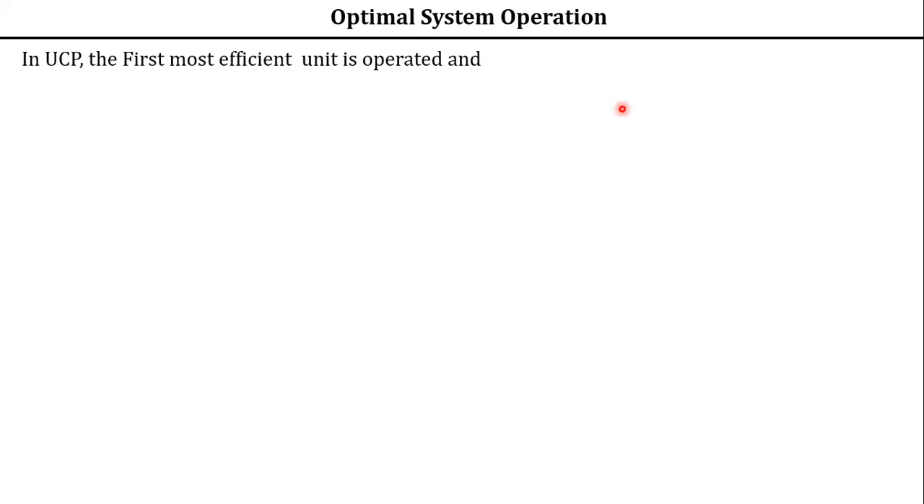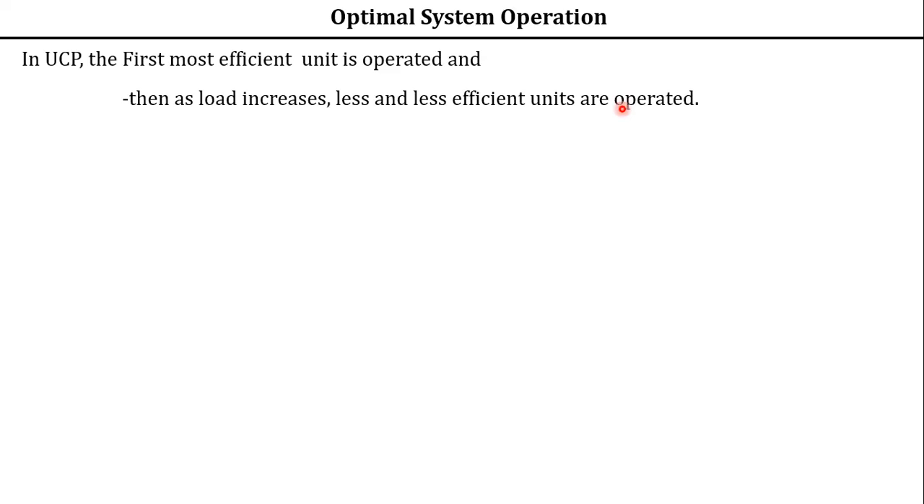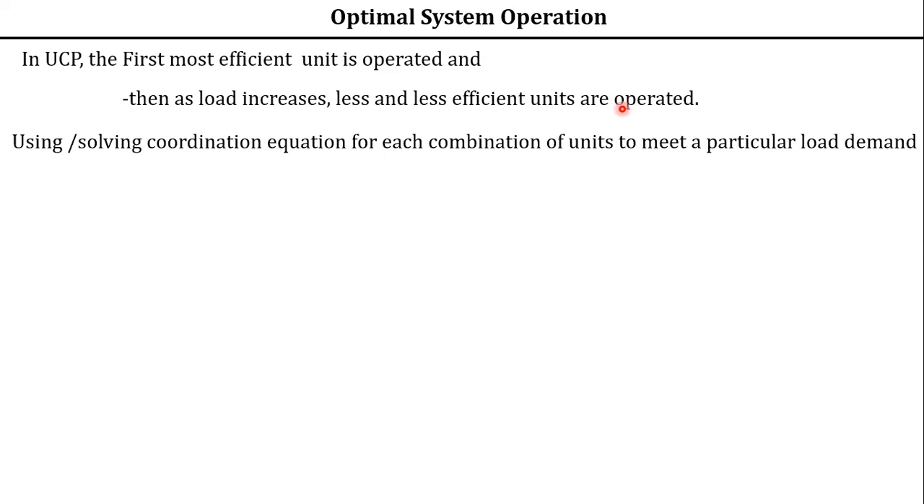Then as the load varies, which unit do you have to operate? The less and less efficient units must be operated. Understood? This is what I have explained. Solve the coordination equation for each combination of units. I said you operate the first unit and second unit. Take these 2 units, solve the coordination equation like our economic problem, or consider 3 units, 1, 2, 3. Solve the coordination equations to meet a particular load demand, and in turn you find out which units are to be operated at which load for economic operation.